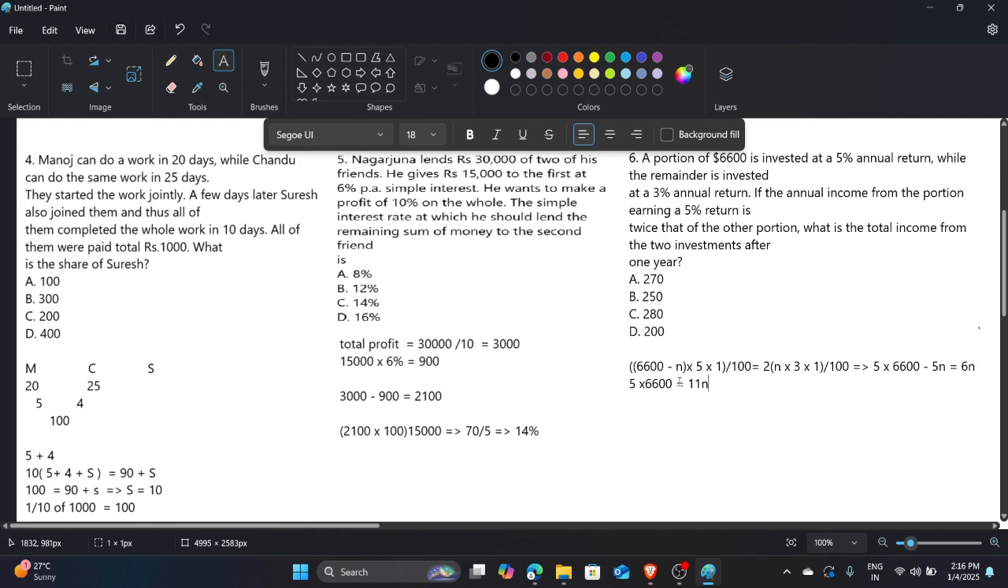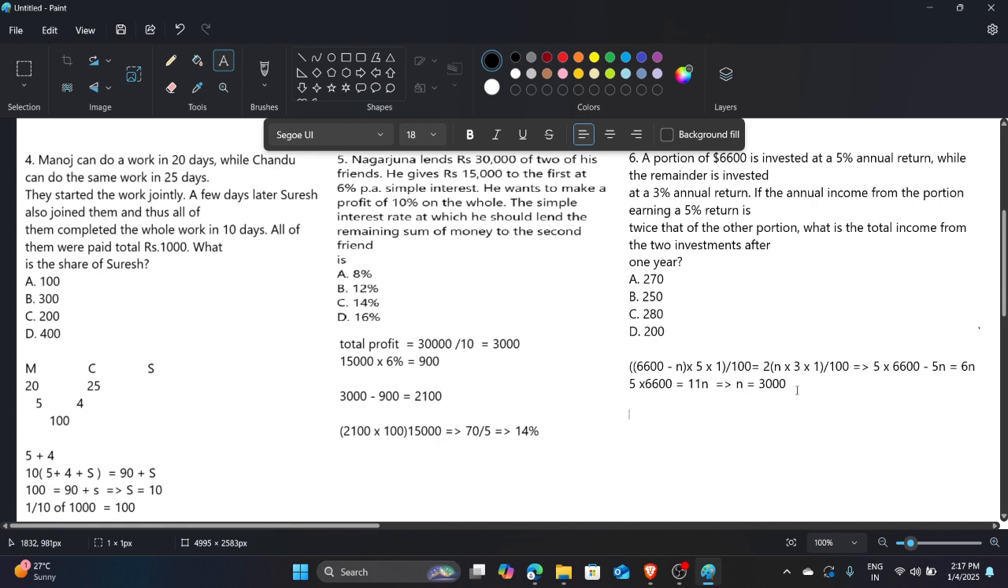Now 11 is cut, so 600 into 5 is what? 600 times 5 is nothing but 3000. Okay, so the n value is nothing but 3000. It means the second portion that he invested at 3% interest is 3000. So the n value is 3000. Okay, here the n value is 3000.